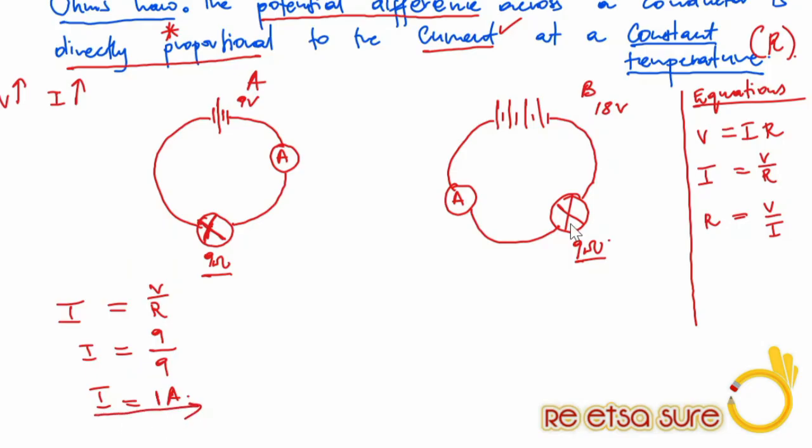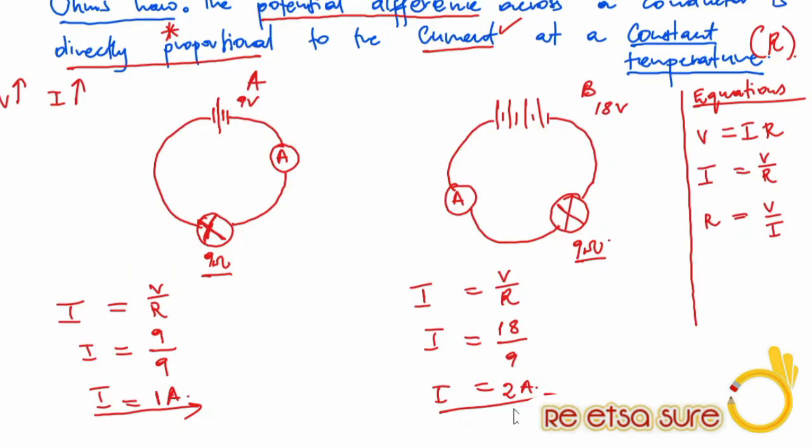And then number 2, let us determine the very same thing, the current flowing through our circuit. So I equals V over R. What is our V here? Is 18. And what is our R? Our R is 9. Now 18 divided by 9 gives us 2 amperes. So I hope that you are following.